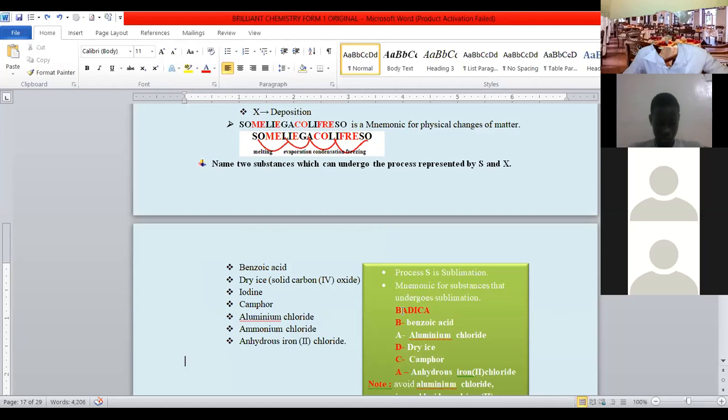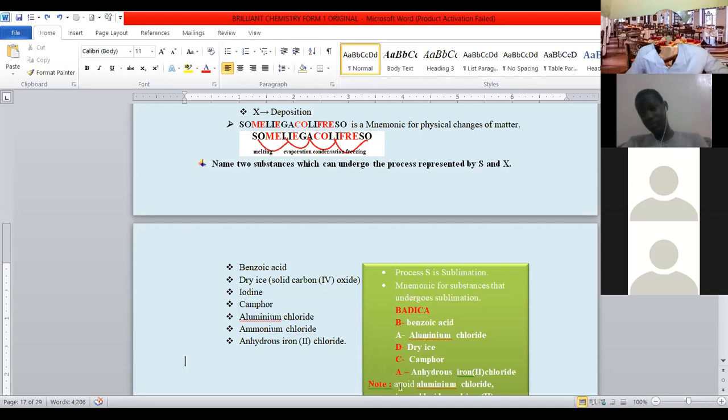BADIKA. You should be able to do that. Now, teacher, pardon. Okay, so B will stand for benzoic acid, then A is aluminum chloride, then D is dry ice, then C is camphor, then A is anhydrous iron 2 chloride.